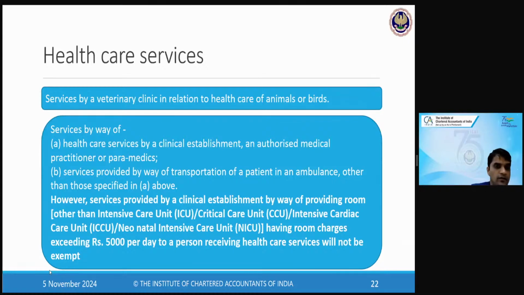Sir, 50,000 rupees per day. They charge very high, so it is already high, and they don't want to make it further costlier by charging GST on that. If the room charge is 4,999, then it is not taxable, because the provision says 5,000 and above. So if you charge 5,000 and above, then it will be taxable. Up to 4,999, it is not taxable.